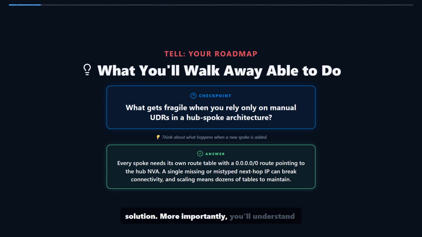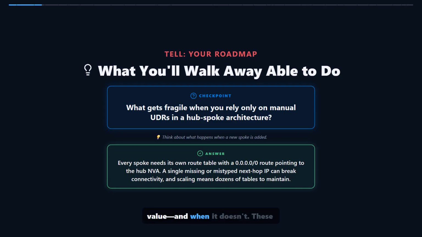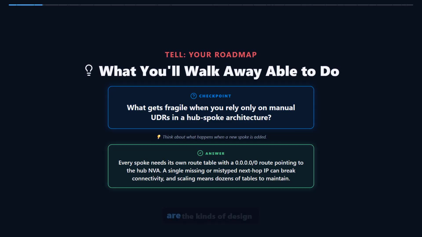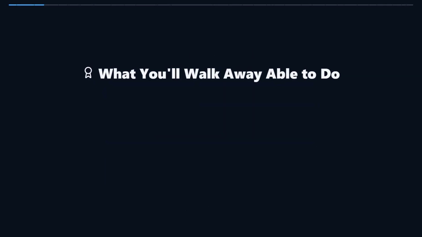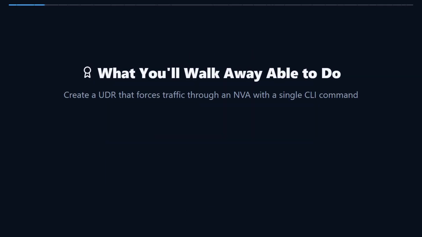More importantly, you'll understand when Route Server adds real value and when it doesn't. These are the kinds of design decisions enterprise cloud engineers make every day. What you'll walk away able to do.